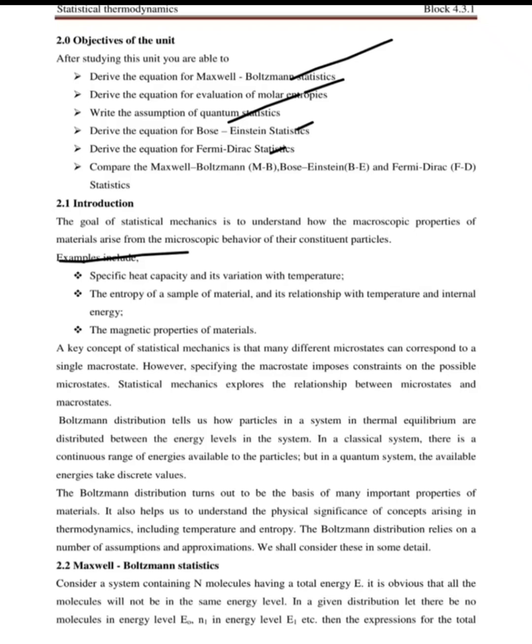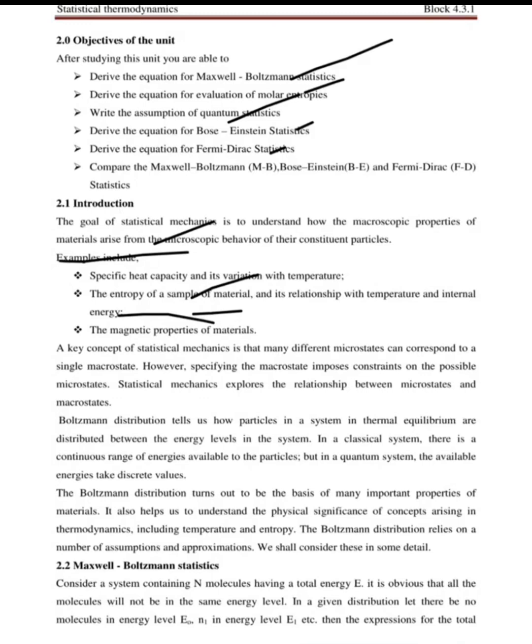For example, the specific heat capacity and its variation with temperature. In statistical mechanics, we discuss the specific heat capacity and its variation with temperature, the entropy of a sample of material and its relationship with temperature and internal energy, and one more property, the magnetic property of the material.